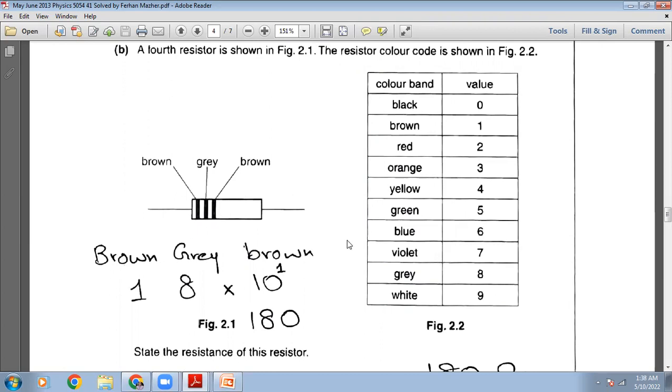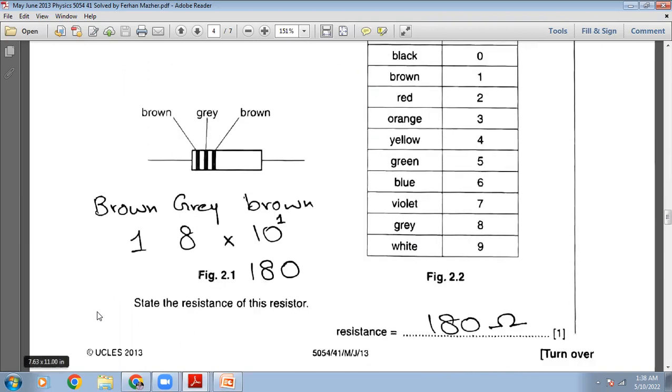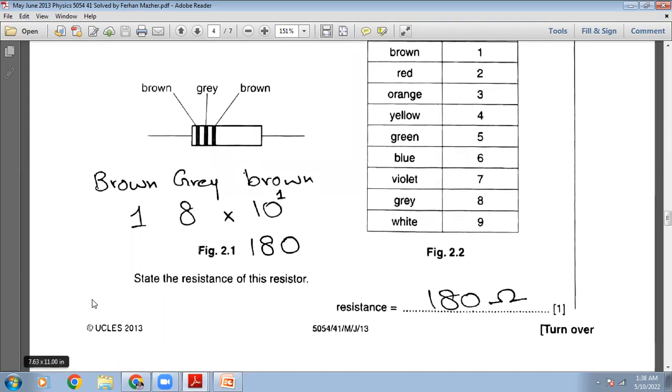So brown means 1, gray means, from this table I'm saying, gray means 8. The last color tells you the multiplier, 10 raised to the power what? So brown means 10 raised to the power 1. So 18 multiplied by 10 raised to the power 1 will be 180. So the resistance will be 180 ohm. The first two colors give you the digits only, and the third color gives you the exponent of 10. We call it the multiplier.